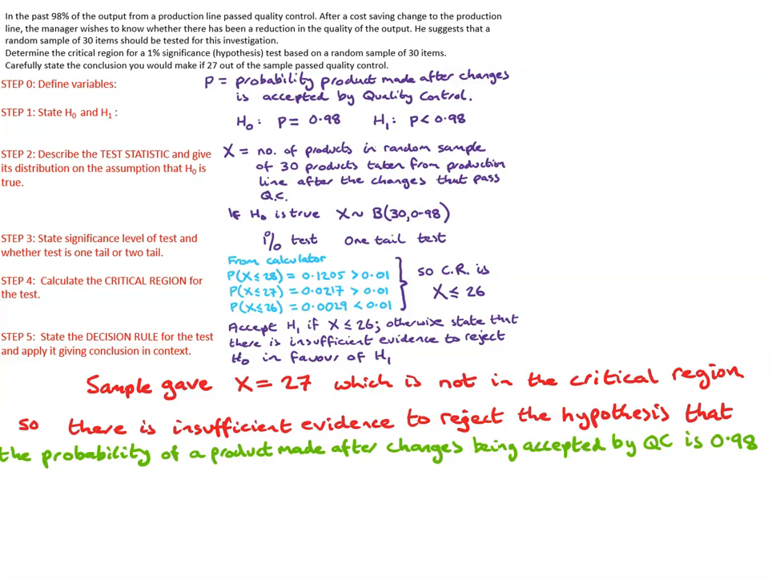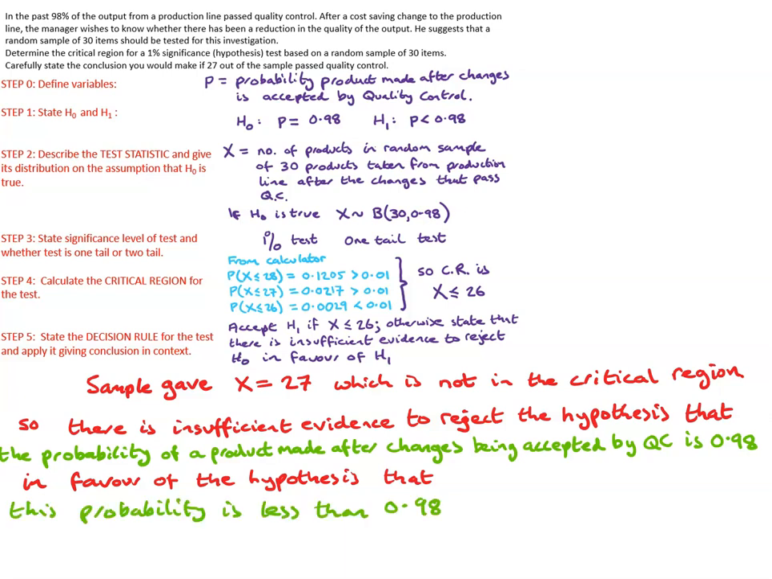So there's insufficient evidence to reject the hypothesis that the probability of a product made after the changes being accepted by quality control is 0.98, in favour of the alternative hypothesis that the probability is less than 0.98. Bit of a mouthful, but it does need to be done fully when you make your final conclusion.